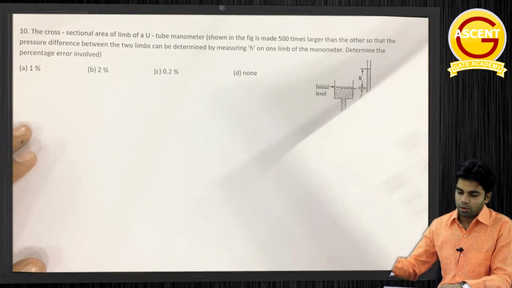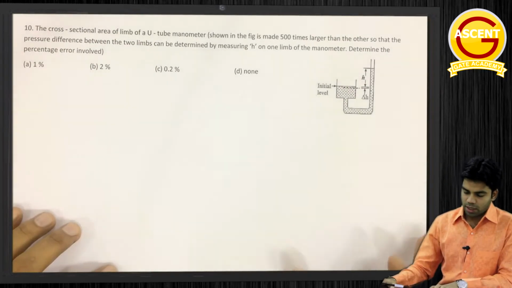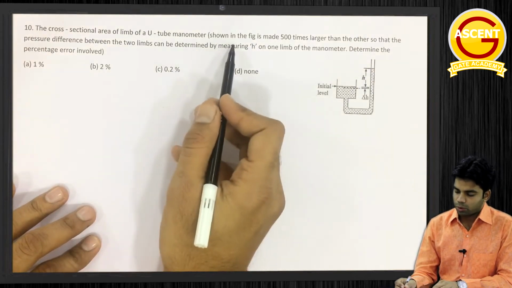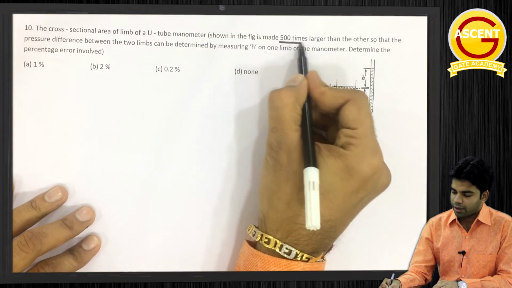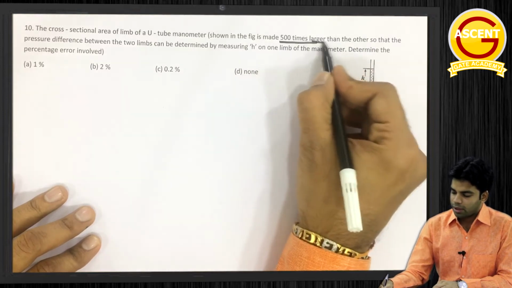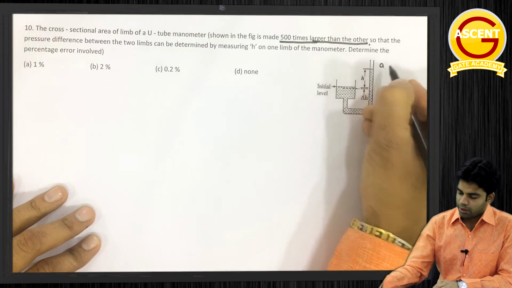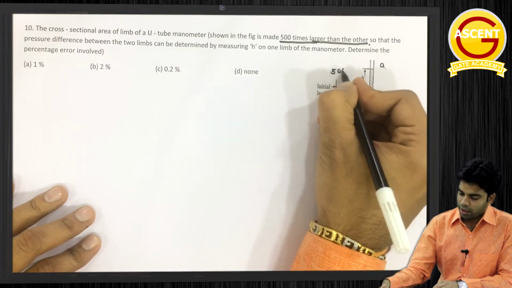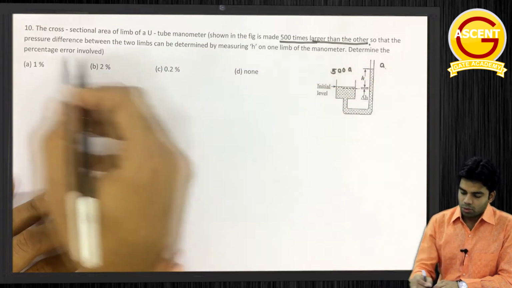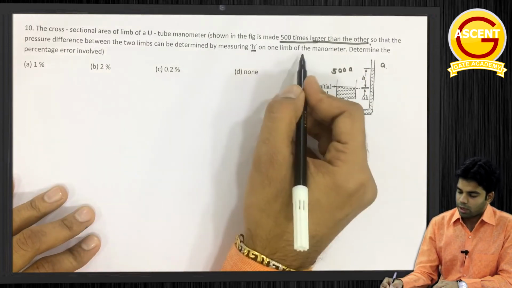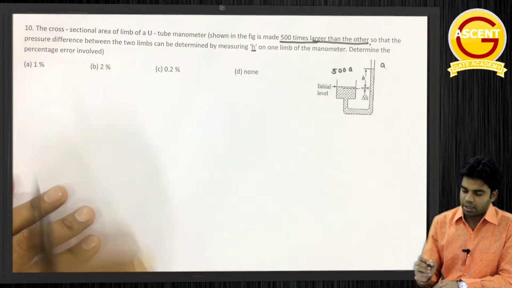Getting this or not? Okay, next question says the cross sectional area of limb of U-tube manometer shown in figure is made 500 times larger than the other. Okay, so area here is suppose A, so here the area will be 500 times of A, so that the pressure difference between the two limbs can be determined by measuring H on one limb of the manometer. Determine the percentage error involved.